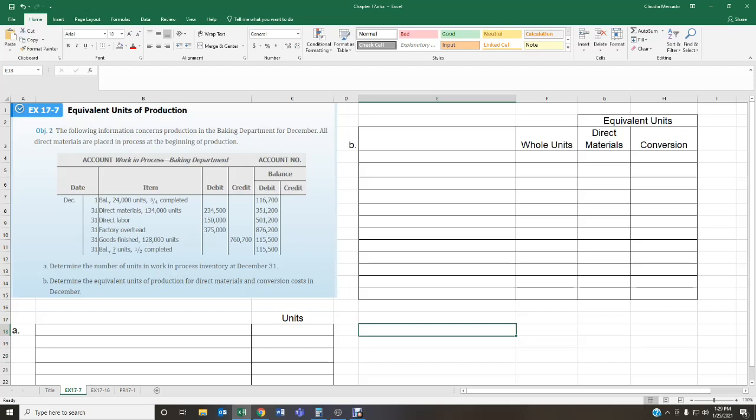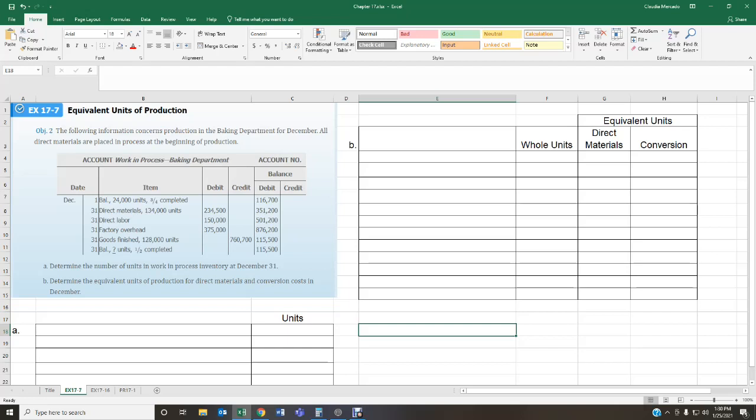Okay? So it says, determine the number of units in work in process inventory at December 31st. So how many units are still sitting in your work in process baking department account as of the end of December? These are the goods that have been started, but we did not get to finish them for whatever reason. Okay, so they're work in process. They're not done yet. So that's the first thing. And then letter B, we have to determine the equivalent units of production for direct materials and conversion cost in December. Okay. So let's first tackle the first requirement.